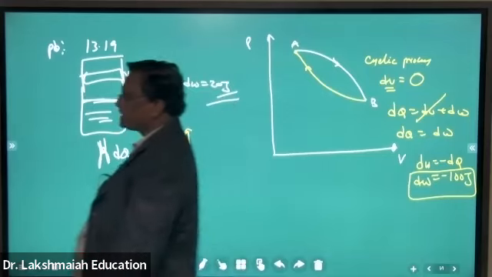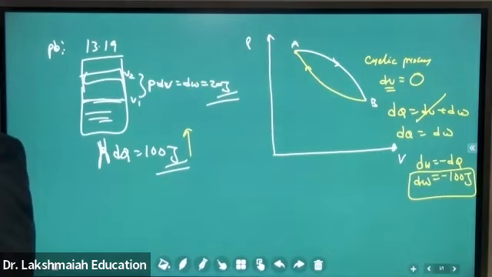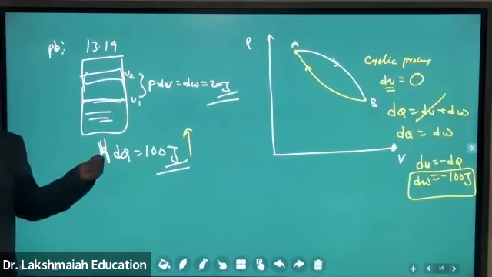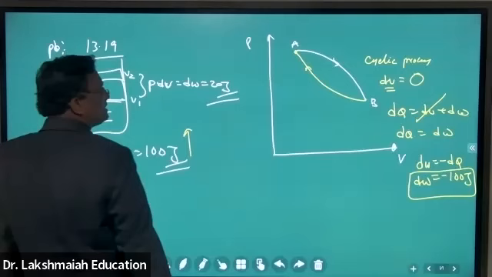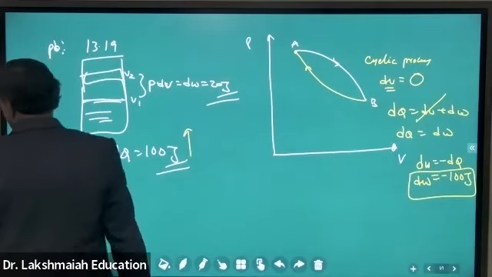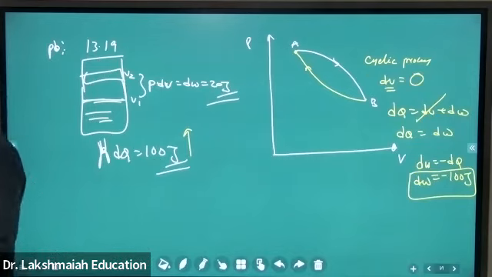Why? Because dQ is 100. That is the work done by the agency against the field. That is 100 joules, minus 100 joules. Answer is minus 100 joules. Okay?